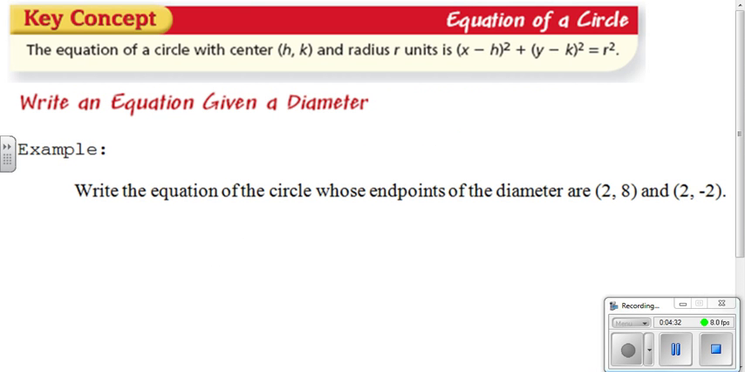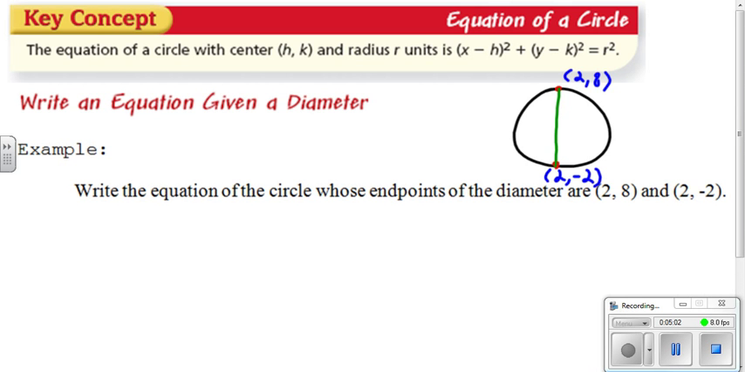So how would we write the equation of a circle whose endpoints of the diameter are (2, 8) and (2, -2)? This is a good example of when we would have to use the distance and midpoint rules. If we drew in our diameter right here, then those endpoints, one is going to be here at (2, 8), one is here at (2, -2).